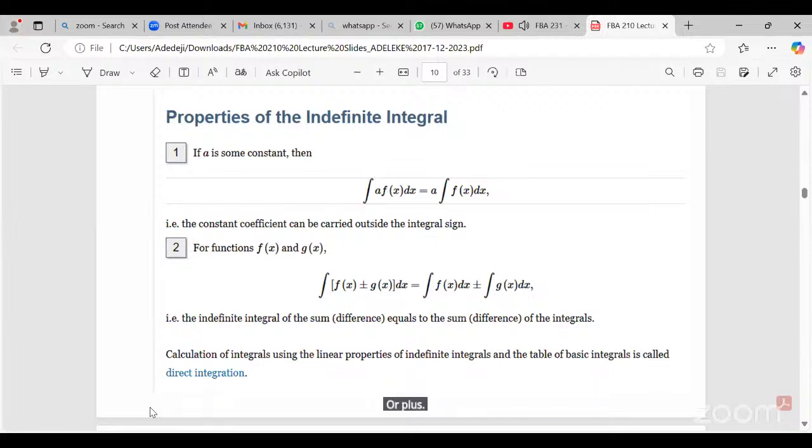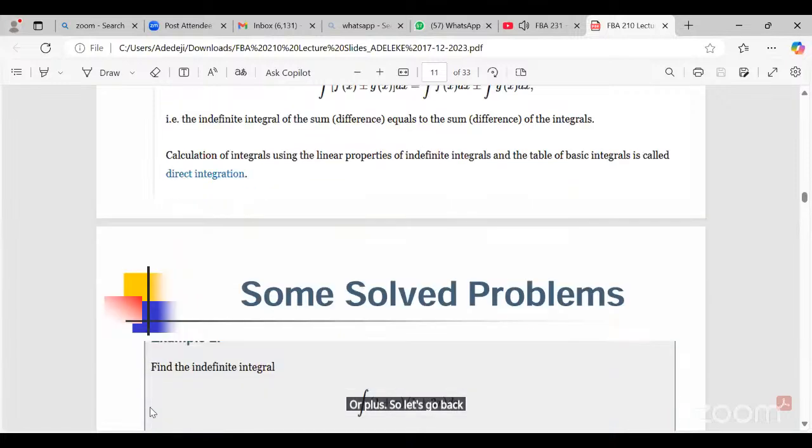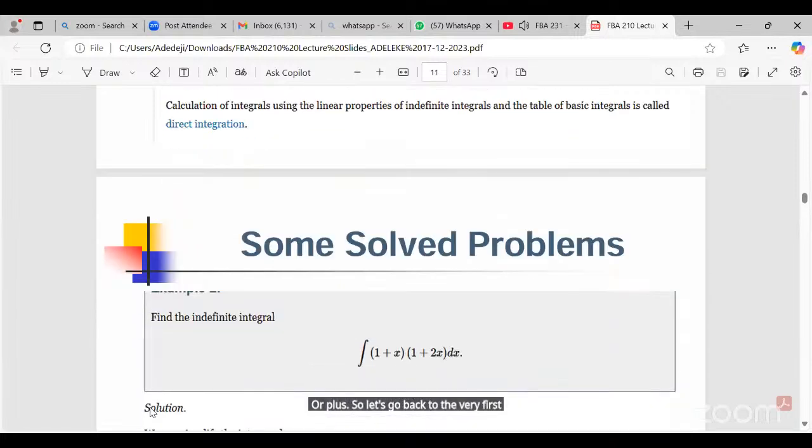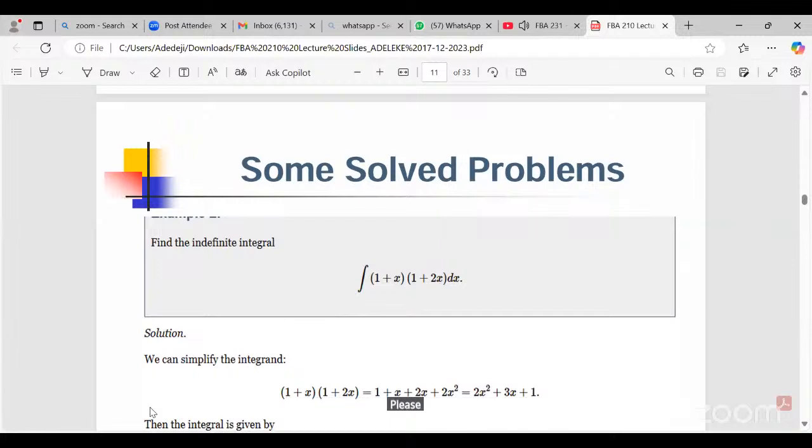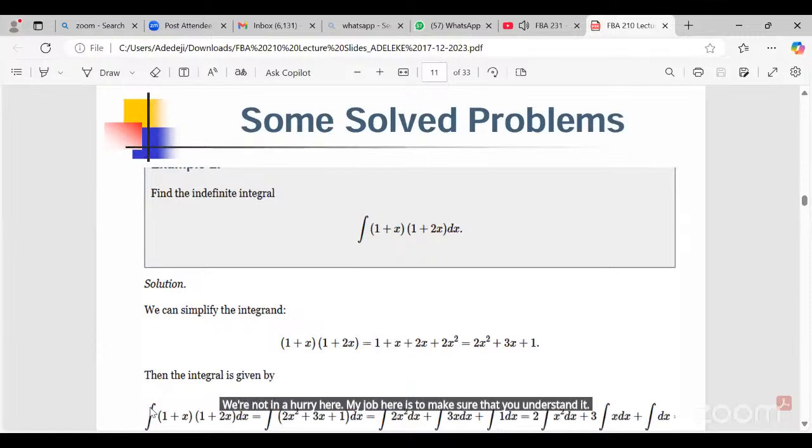So let's go back to the very first example. Please feel free to raise your hand. We are not in a hurry here. My job here is to make sure that you understand it. So we are not in a hurry. If you have any challenge, just call my attention.